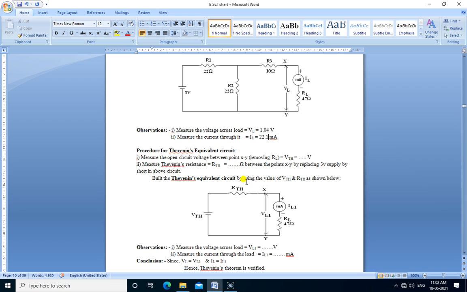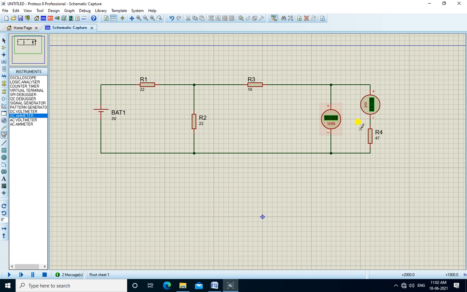Now we are going to build the Thevenin's equivalent circuit. For that we perform these two procedures. We need the RTH and VTH values. The first procedure is to measure the open circuit voltage between points X and Y, removing RL, that is VTH. So we measure the voltage between points X and Y by removing this RL and get the value of VTH. So I am removing this single wire and running the simulation, and we get the value of VTH is 1.5 volt.